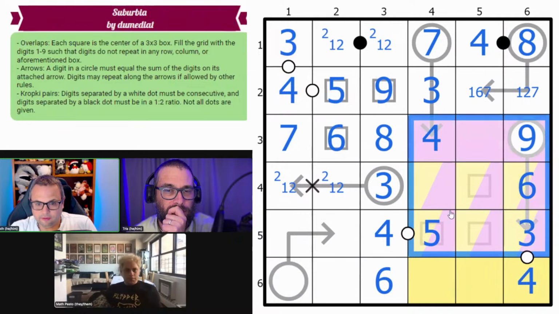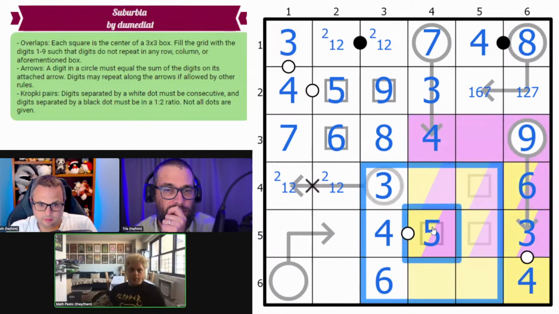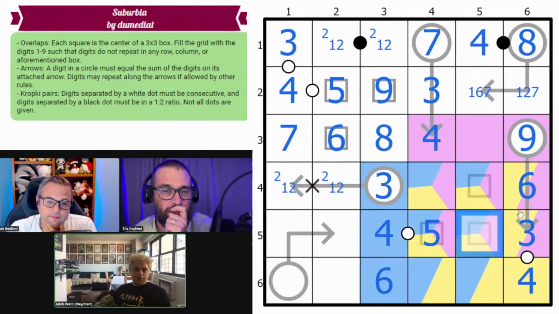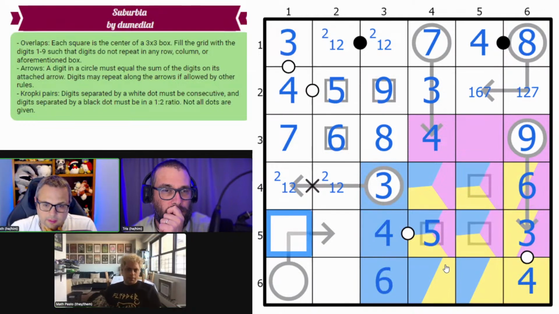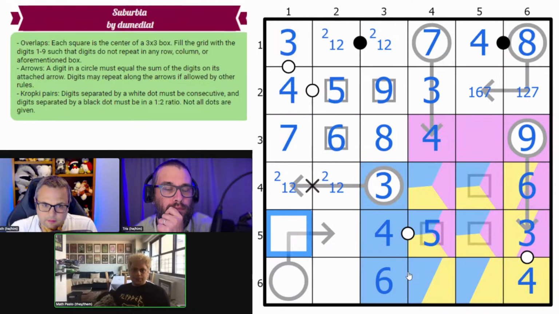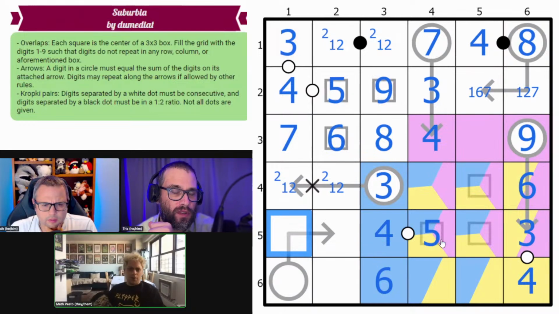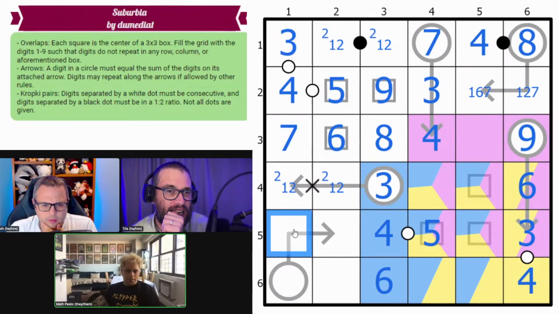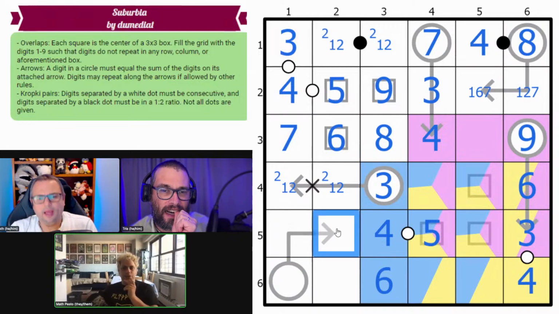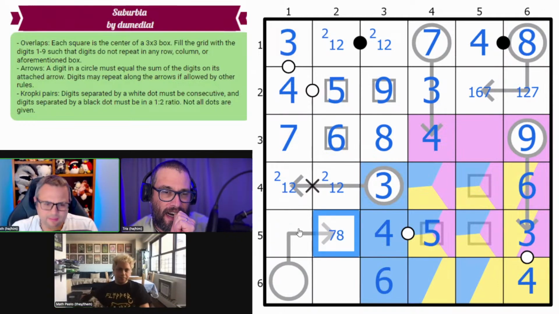Per Ron's suggestion. For row 5, column 1, that's got to be a 1 or a 2, because there's a 1, 2 pair in column 2. So actually row 5, column 2 is a 7 or 8, right? Why does this have to be a 1 or a 2? So row 5, column 2 sees 1, 2, 3, 4, 5, and 6. So it's got to be 7. I see. Okay, got it. Okay, there we go.